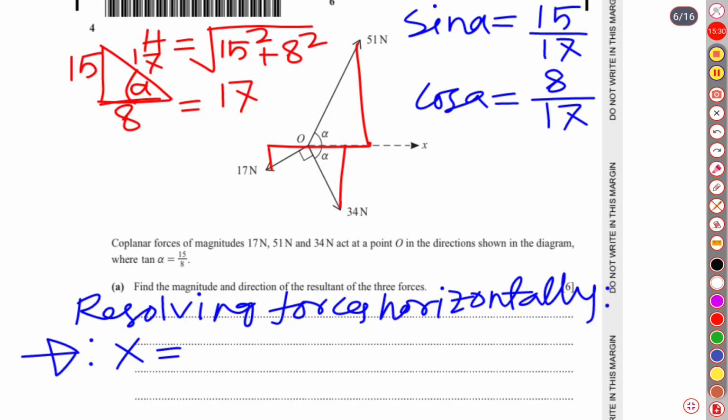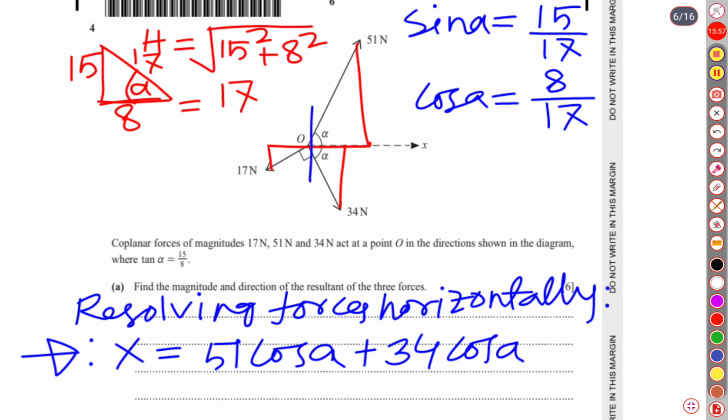So for the first triangle, it is 51 cosine alpha. For horizontal force, we use cosine angle, cosine alpha. Then plus the second triangle. For the second triangle, it is 34 cosine alpha. Then this is our center. From this center, as this is the negative direction, we will have to subtract this. If we subtract, the magnitude is 17.